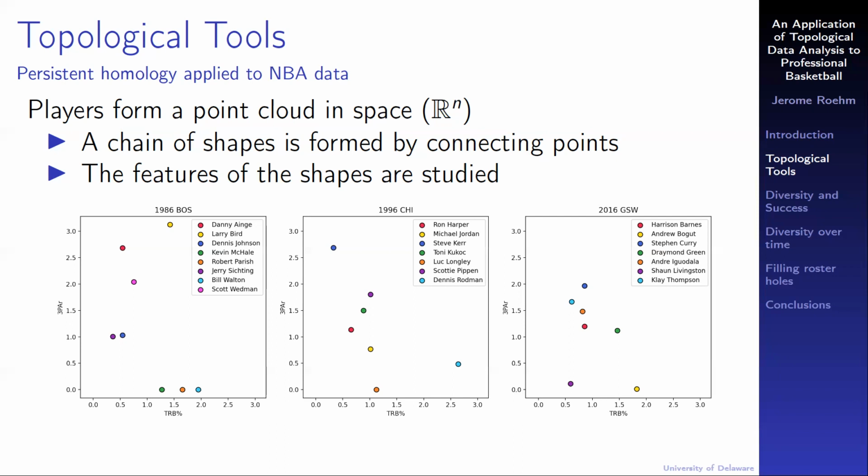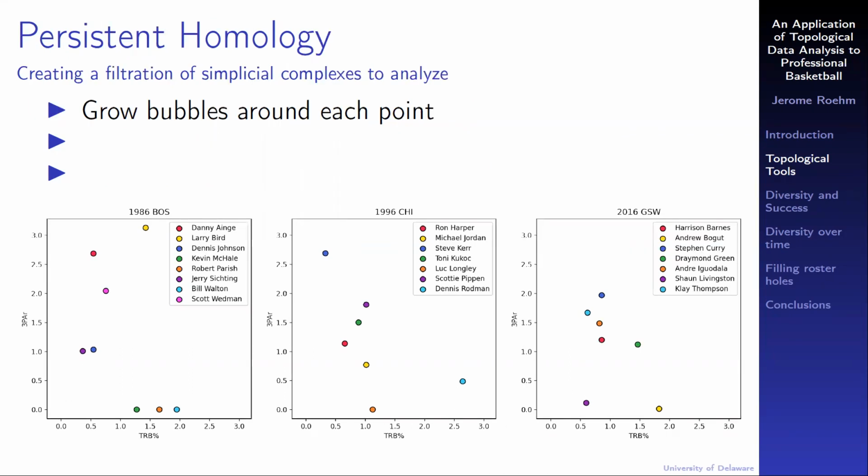Visually inspecting these point clouds, we see that the 1986 Boston Celtics are more spread out and more diverse than the 2016 Golden State Warriors, who are more clumped and less diverse in the selected statistics. The process of persistent homology will eventually give us a way to quantify this diversity. Using the point clouds, we will form a chain of shapes by connecting points. Then the features of the shapes, like how many connected components there are and how many holes there are, will be studied. Let me show you what I'm talking about.